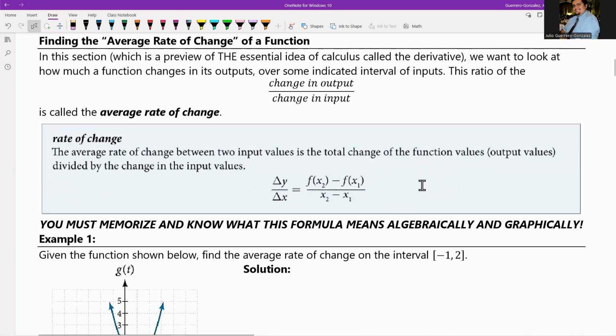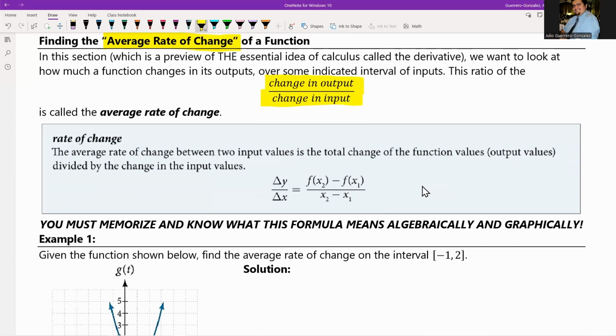The first thing I want to define is the average rate of change. The idea behind the average rate of change is that it is the change in the output of a function divided by the change of its input. So how much the y variable changes divided by how much the x variable changes. This is the overall idea behind the average rate of change.